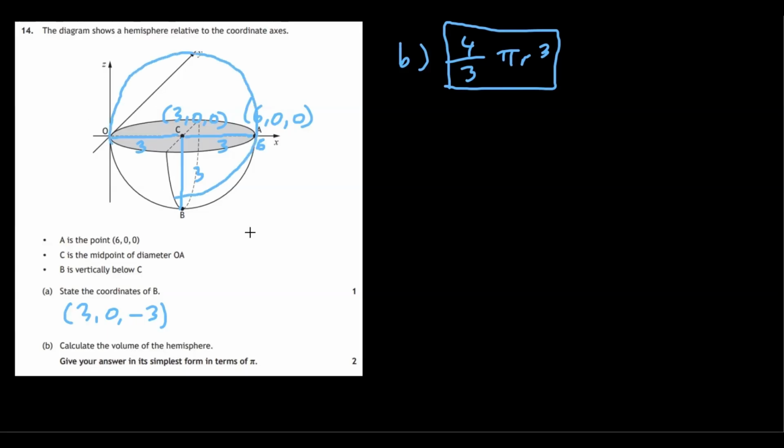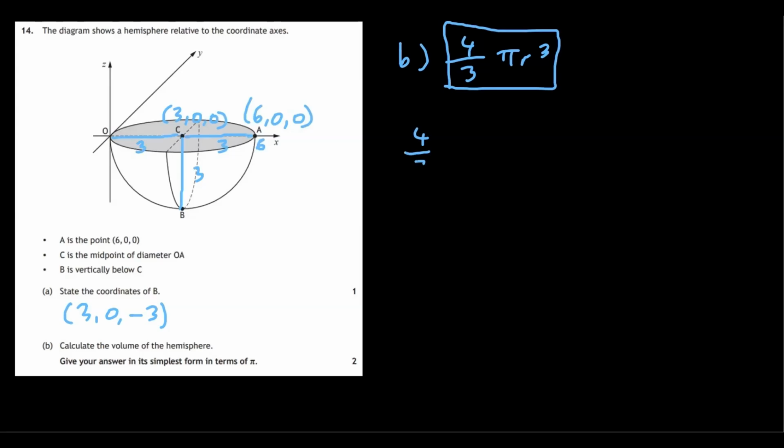And then part B, calculate the volume of the hemisphere. So the volume of a sphere is simply 4 over 3 pi r cubed. And you get this in the formula sheet, by the way, so you don't need to memorize it. So the volume of a hemisphere is just half of the volume of a sphere. So we start by calculating the total volume for the whole sphere.